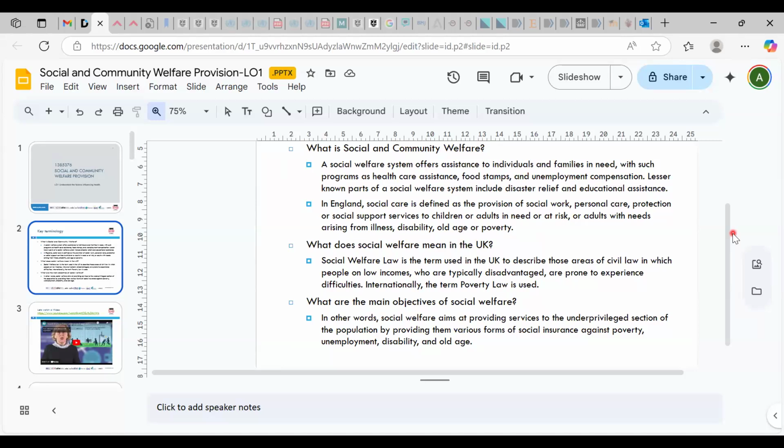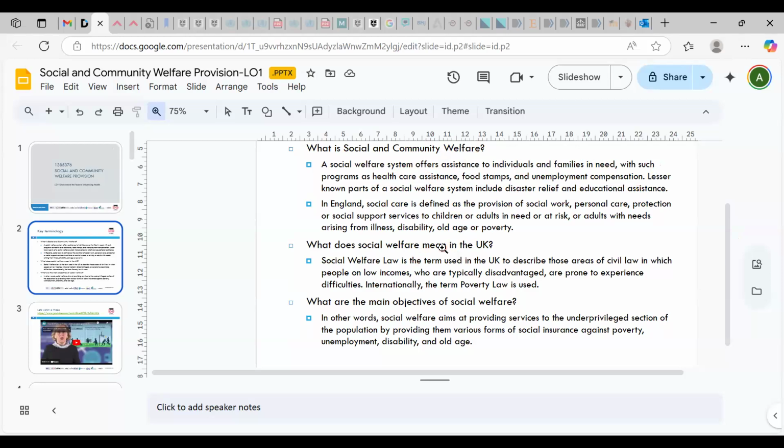So when a disaster happens, for instance an earthquake, you get some disaster relief. If you're doing a degree, for instance, you need educational assistance. You won't be doing that degree all your life; you'll do it just once, or twice, whatever the case may be. However, you have continuous services like food stamps and unemployment compensation, for as long as you're unemployed, for instance.